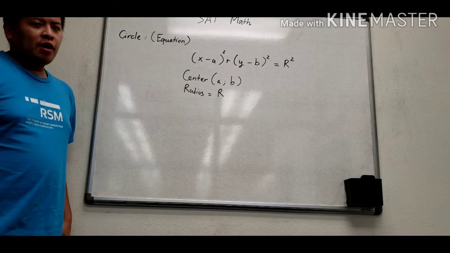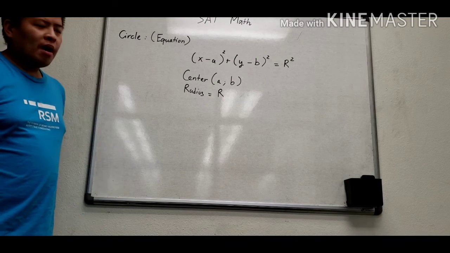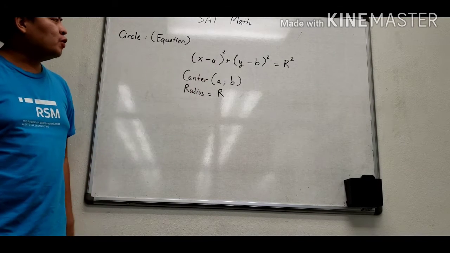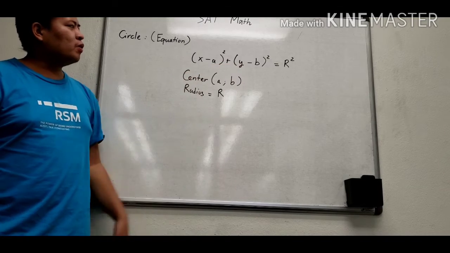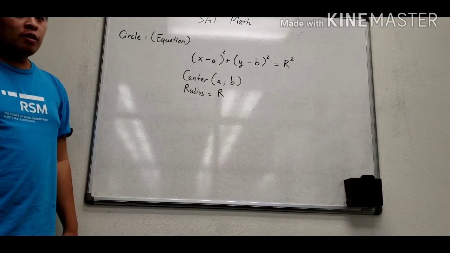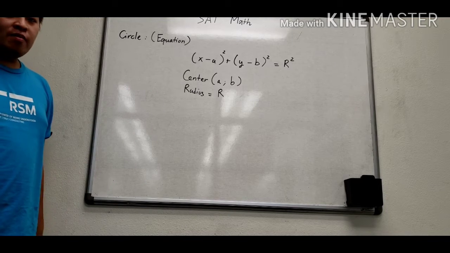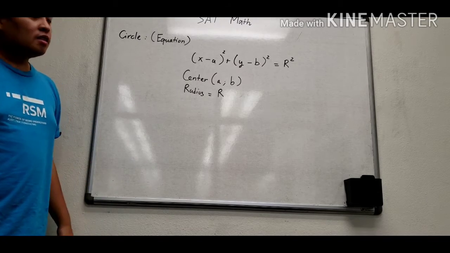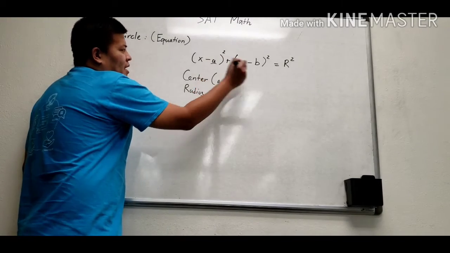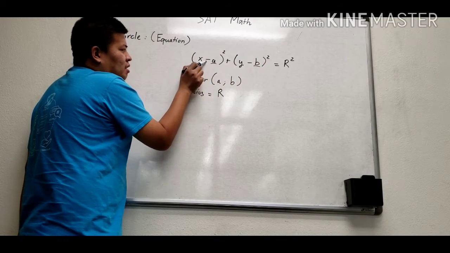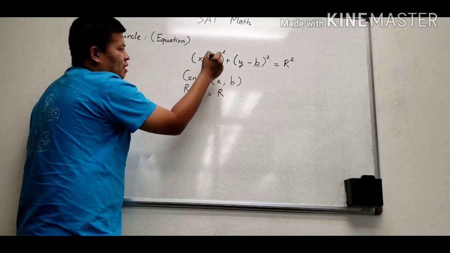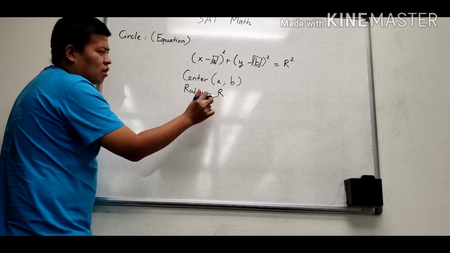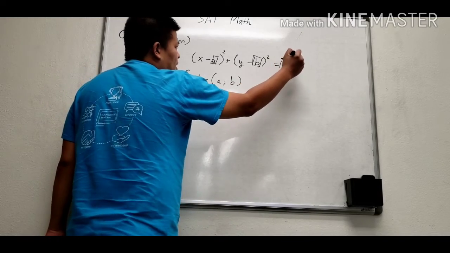The next one, we will talk about the circle. Right now we talk about the equation of the circle. We have (x minus a) squared plus (y minus b) squared equals r squared. On the SAT math, you will learn to find the center of the circle and use the radius. The center of the circle is (a, b), with the opposite of the minus sign here. So we have a and b from this, and for the radius we have r.